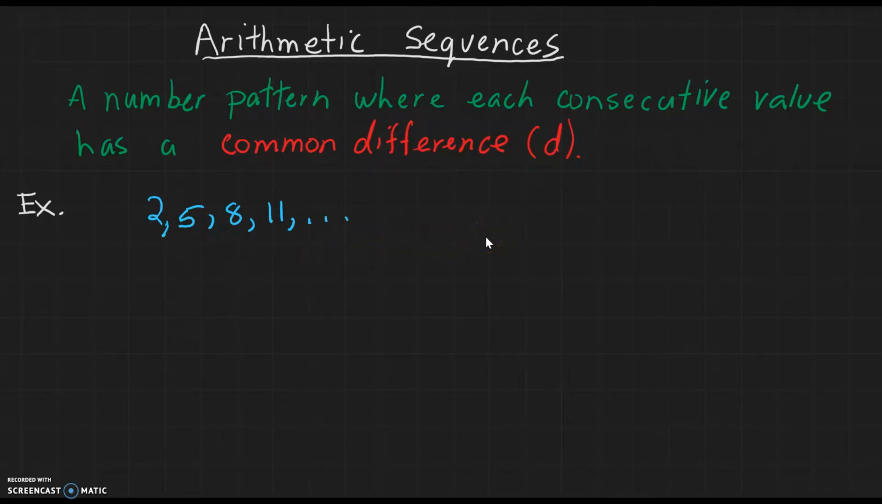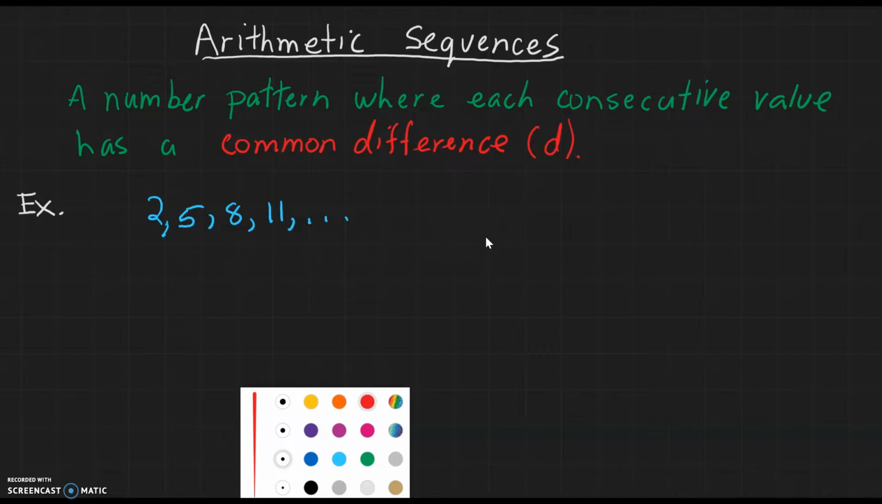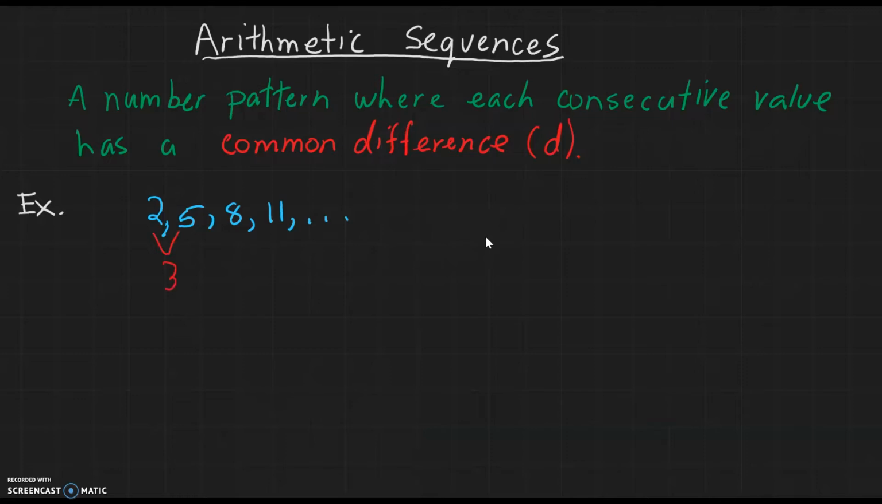What we do here is take the number on the right minus the number on its left, and that turns out to be 3. So 5 minus 2 is 3, 8 minus 5 is 3, 11 minus 8 is 3. As long as we keep getting the same number over and over, we would say in this particular case D is equal to 3. That's the common difference.